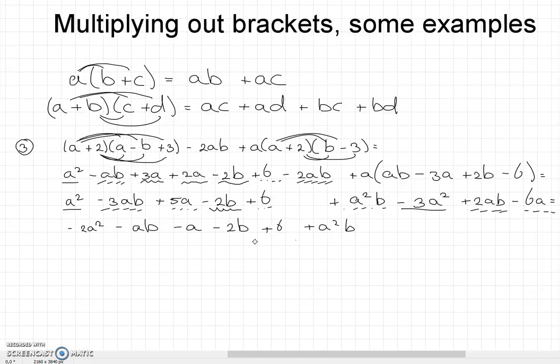Let's check a squared. This is an a squared b, so it's not the same. ab, a, b, no letters. This is simplified enough. We cannot simplify it further, so it's simplified enough.